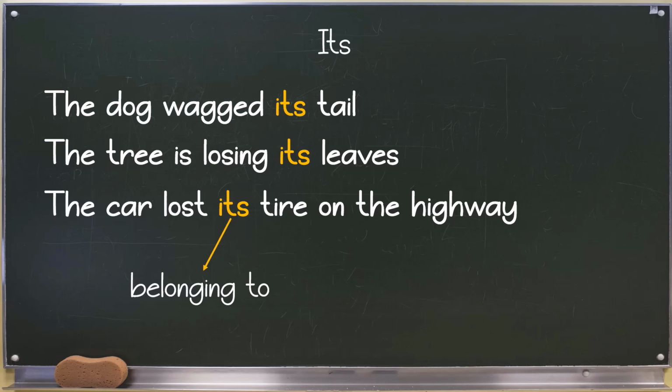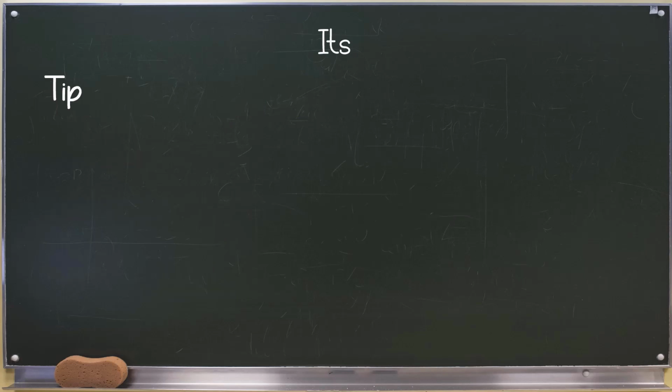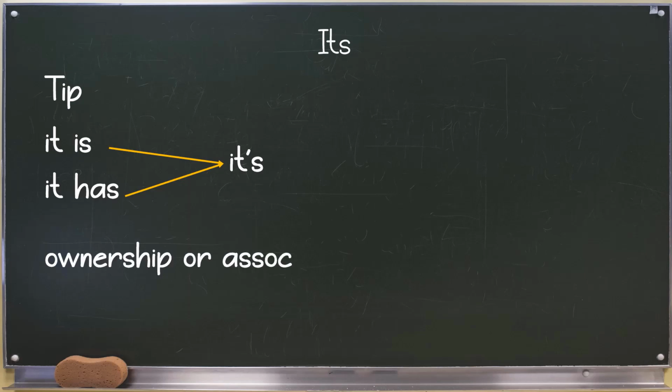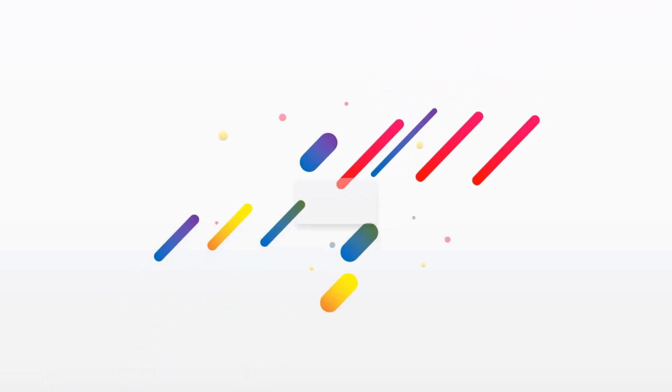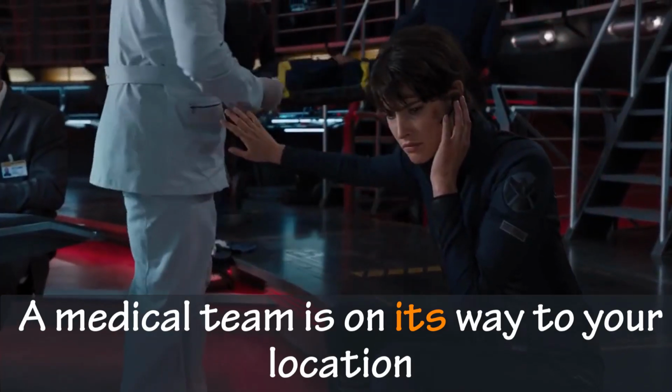Now, to help you remember the difference between it's and its, one with an apostrophe, one without, here's a tip. Think about what you're trying to say. If you're trying to say "it is" or "it has," use it's with an apostrophe. On the other hand, if you're trying to show ownership or association, use its. The medical team is on its way to your location.